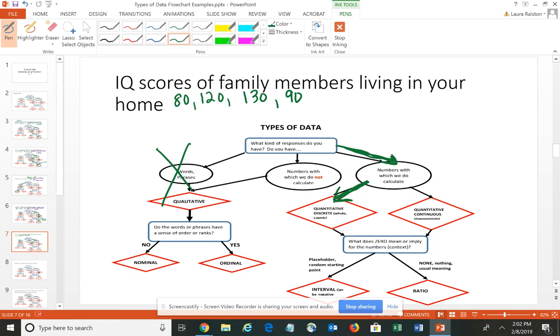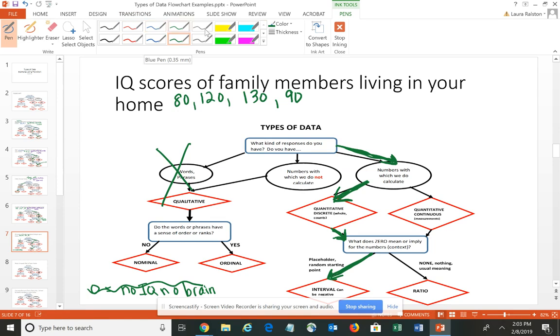And then I want to think about what zero means. It doesn't make sense to say that zero means you have no IQ or no brain. That doesn't make sense. So in this case, the zero is simply a placeholder. It's where they began scoring the test. So IQ scores are at the interval level. It's just a random starting point.